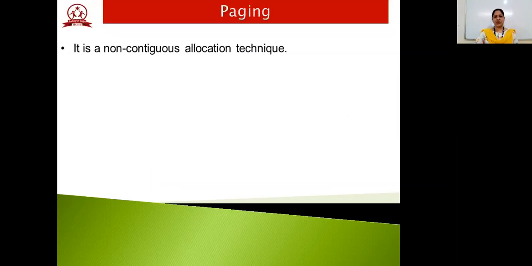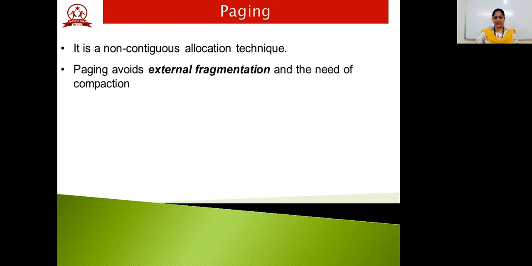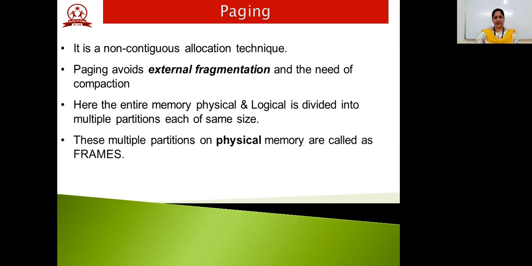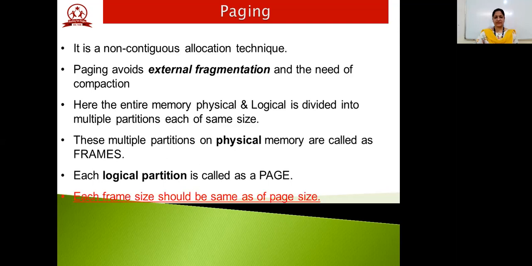First of all, paging is a non-contiguous allocation technique. It avoids the major problem of external fragmentation, which we discussed in my last video lecture. Here, the entire memory, physical and logical, is divided into multiple partitions of the same size. So for understanding paging, we first need to understand that the memory can be viewed from two perspectives: the physical memory and the logical memory. The logical memory will be divided into pages, the physical memory will be divided into frames. And very importantly, each frame size should be the same as the page size.